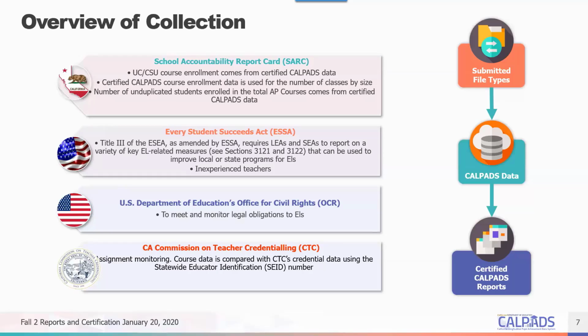But the reason why we do it for each submission is that there are legislative reasons, right? And so this data is used in part because every school needs to create a school accountability report card, and some of the data is used for your SARCs. Then the Every Student Succeeds Act, the ESSA, requires some of this data, in part to identify inexperienced or misassigned teachers. And then the U.S. Department of Education's Office of Civil Rights, the OCR, uses the data to monitor and make sure that each state, and specifically California, meets our obligation to our EL students. And then, of course, the California Teaching Credential uses the data in Fall 2 because they actually do the process of identifying misassigned teachers.